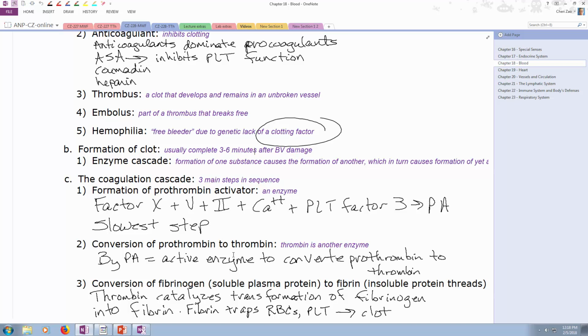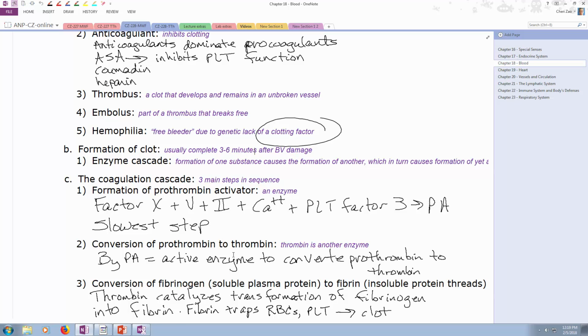And this involves 5 players. This involves factor 10, and these factors are all the plasma proteins or procoagulants I was talking about. So factor 10 plus factor 2 plus factor 5 plus calcium ions plus platelet factor 3. That's a lot of things to memorize. An easy thing, because I always create little shortcuts for myself in my memorization, factor 10 equals 2 times 5.